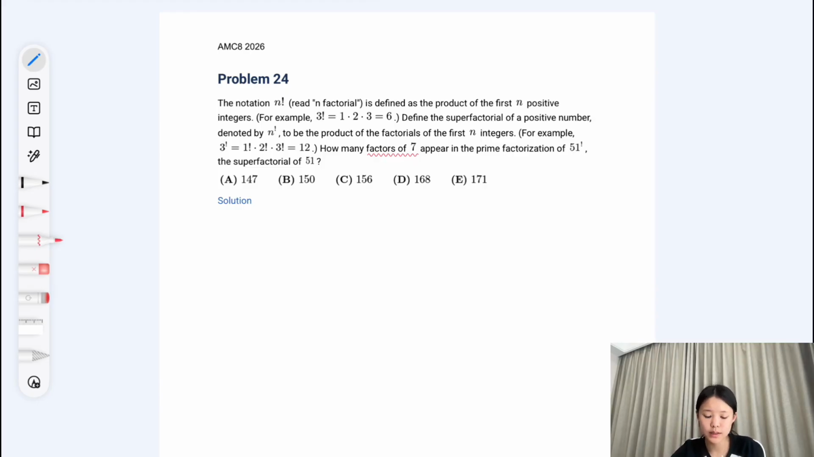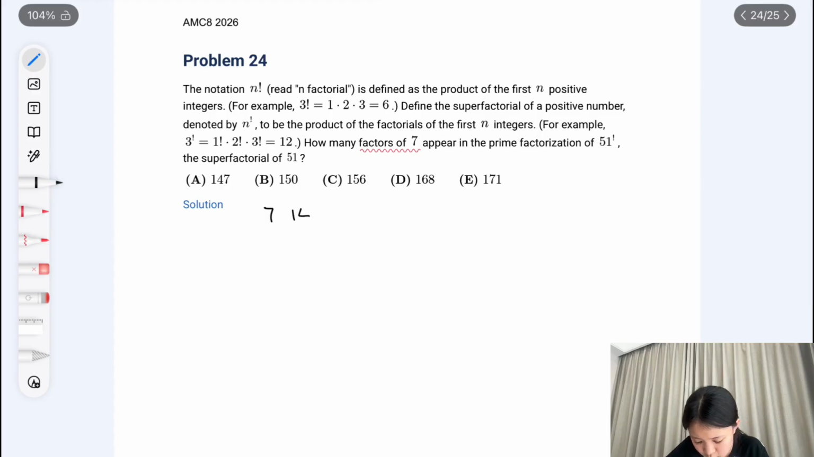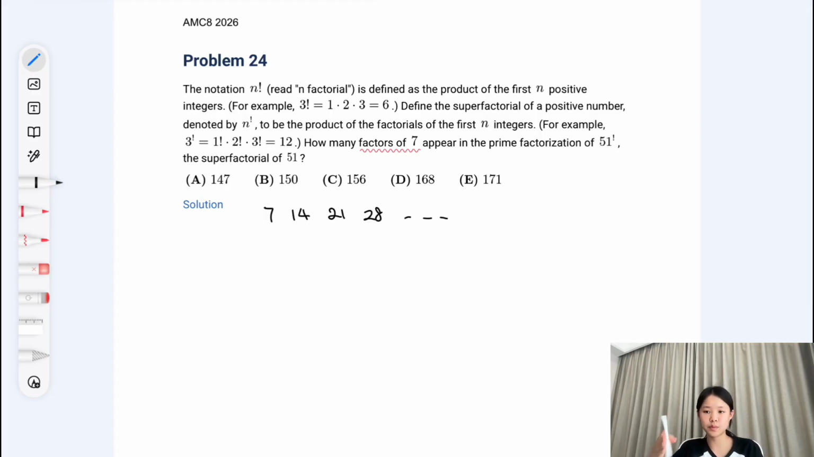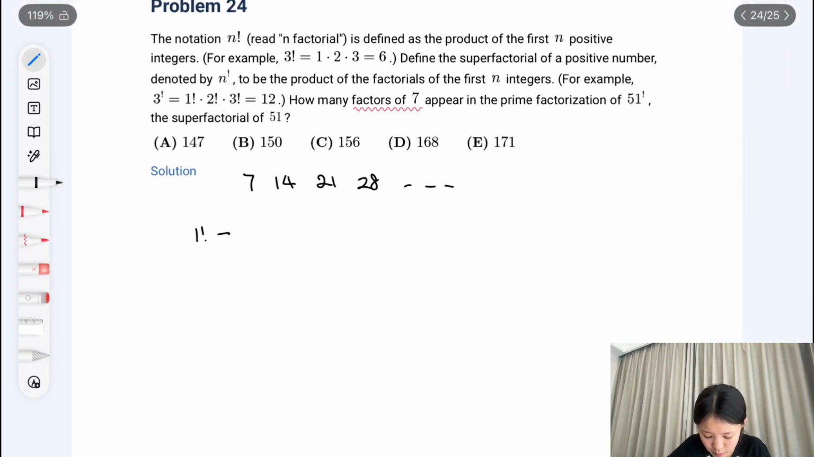51. And 7 has multiples along like this: 7, 14, 21, and 28, and so on. So if we can split these up, we can find within each of these ranges how many different 7s there are. So what this looks like is you would start at 1 factorial to 6 factorial. And if we multiplied all of these together, how many factors of 7 would there be?